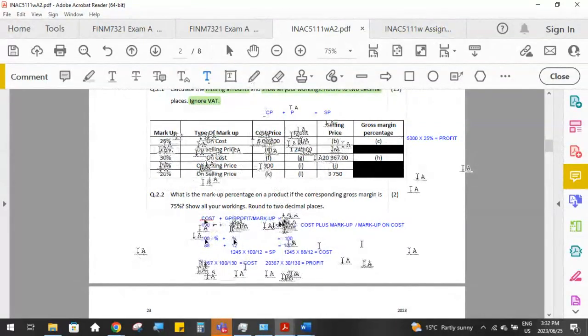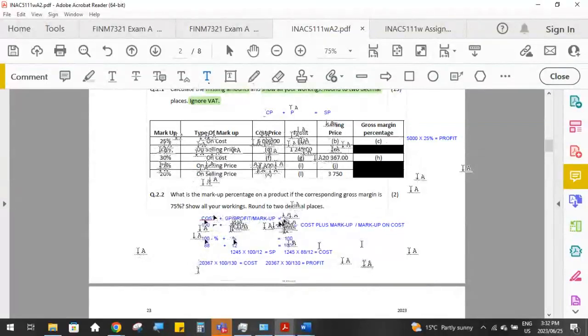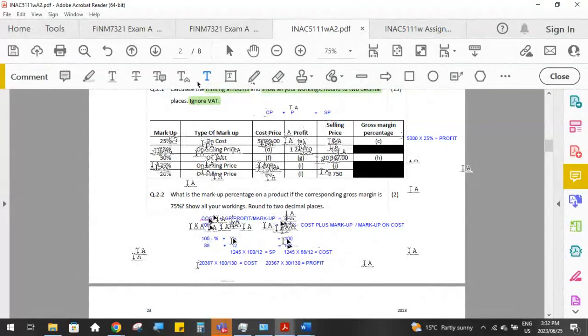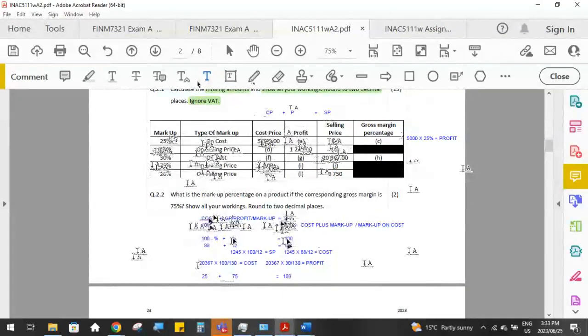So here, for the 75, you would say 500 multiplied by 75. Sorry, that's the cost price. Let's just write this for you. The 75, we've got, and this is on selling. I'm running out of space down here. You would have 25 under the cost column plus 75 under the profit column equals 100 under the selling price column, because our markup is on selling.